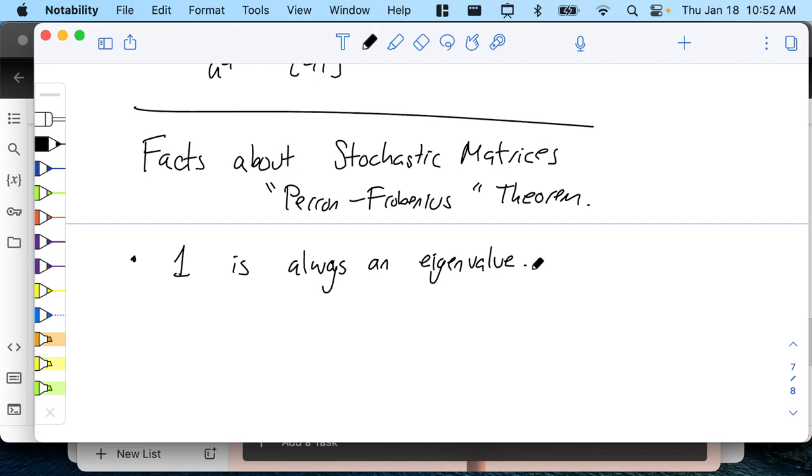Why is 1 always an eigenvalue? There is a really easy way. This one, I won't do a lot of theory or proofs here, but I will show you why 1 is always an eigenvalue. So let's let M be a stochastic matrix. That's a matrix where the rows sum to 1.